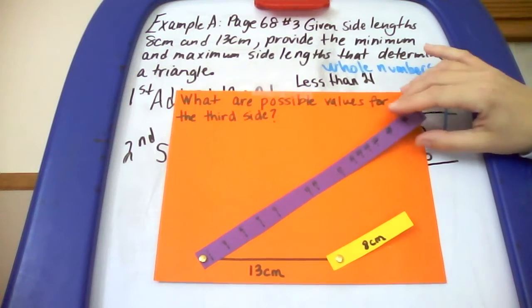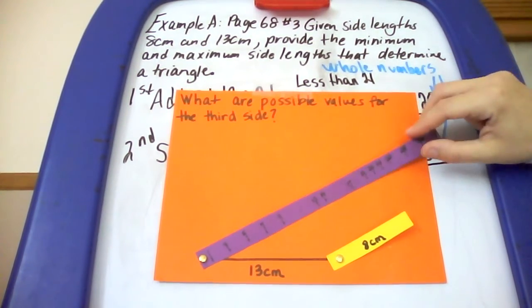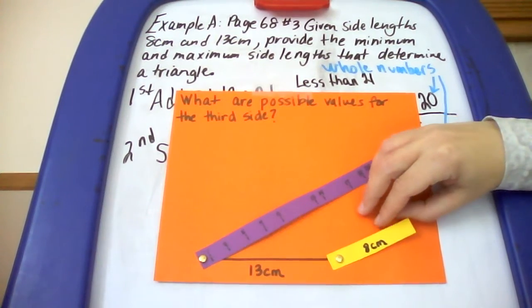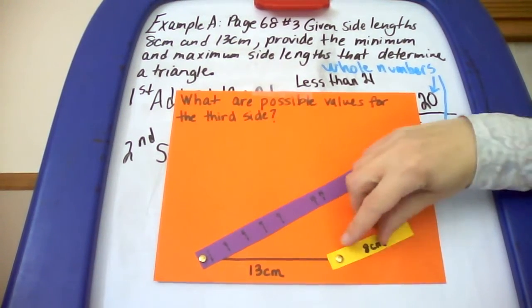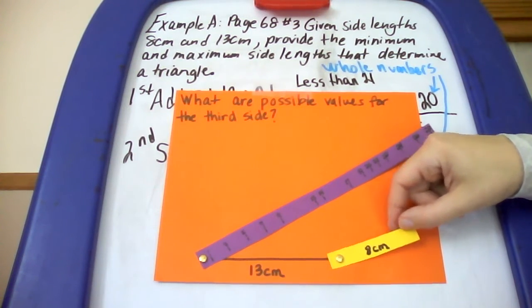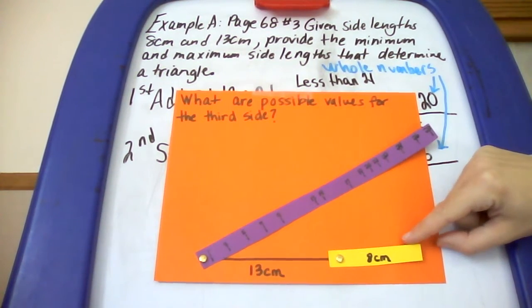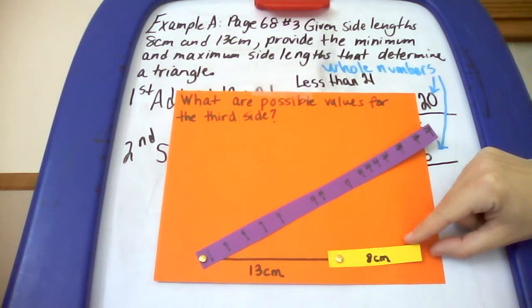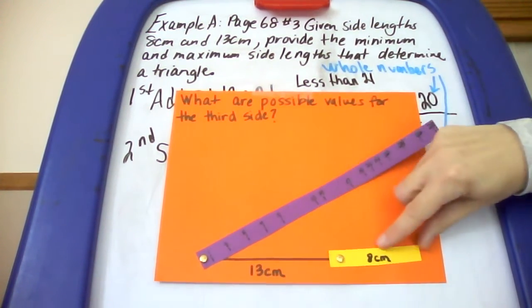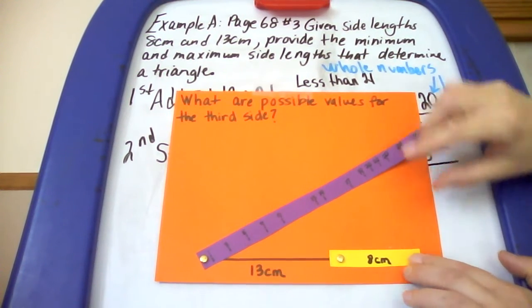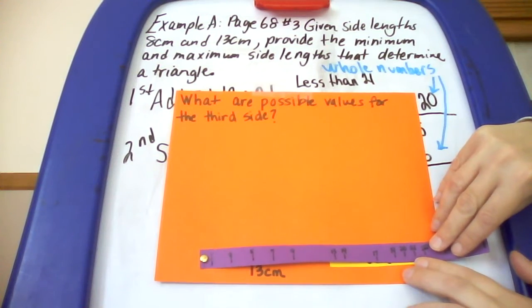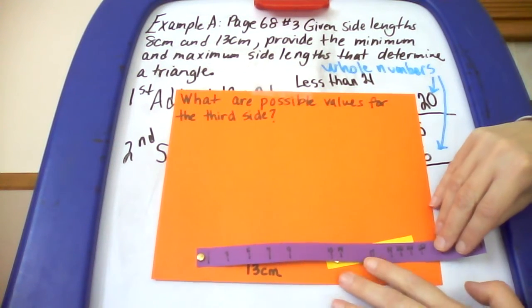For this third side, this is our unknown side, the side we're trying to find the possible values for. So what I'm going to do is extend as much as possible, again, because I'm using paper strips with little brass fasteners on it. I'm going to try to extend this as straight as possible. If I were to extend this yellow side, the 8 centimeter side, all the way so it's going the same direction horizontally, like the 13 centimeters is, this would be exactly 21 centimeters long.